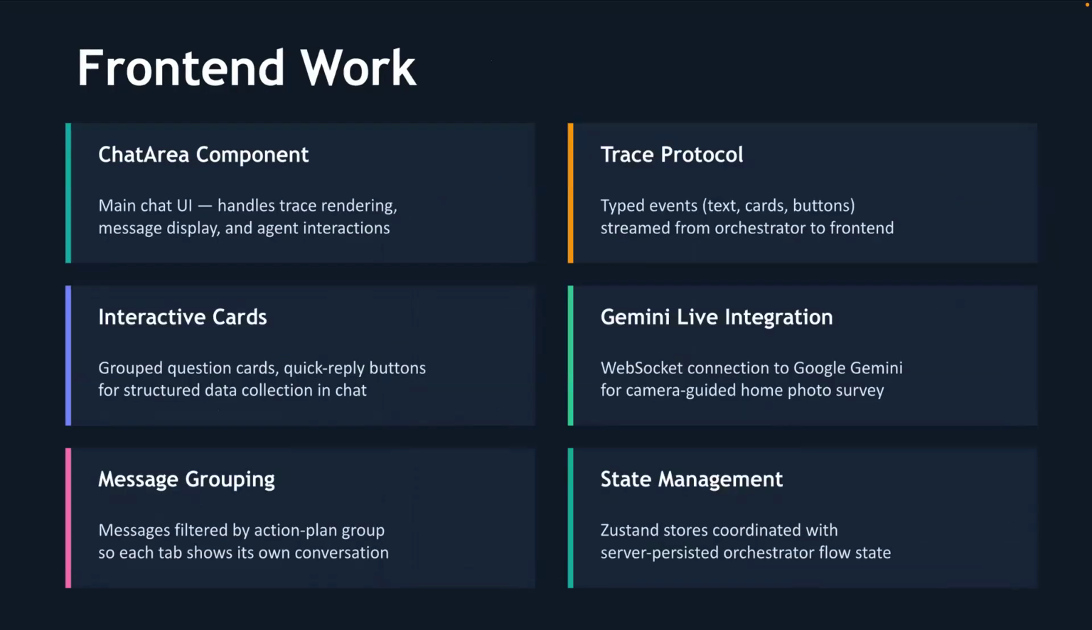The front end work is very interesting because the orchestration engine is the one that controls what message comes after what, and that is decided by a protocol which I call the trace protocol. There's a trace object that could have keys like card, text, and buttons, and based on that trace, the front end renders the card.